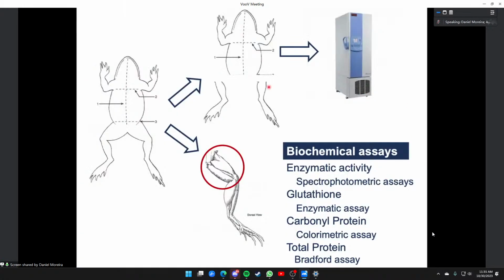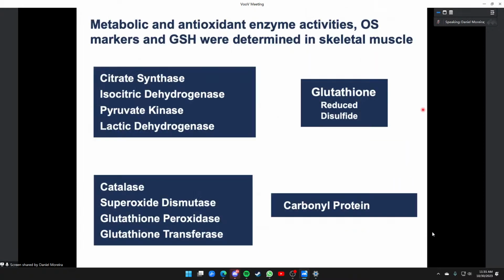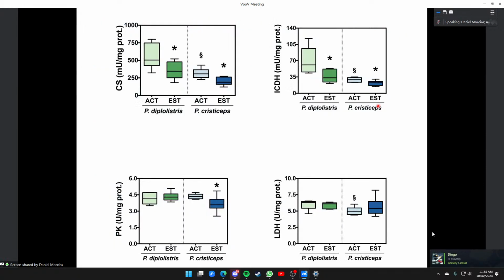So we brought animals back to Brasília, which is where our lab is based, and we dissected the skeletal muscle around the femur of these animals and measured several biochemical variables, which included metabolic enzymes, antioxidant enzymes, an oxidative stress marker of oxidative damage to proteins, and we also measured glutathione in its reduced and disulfide forms.